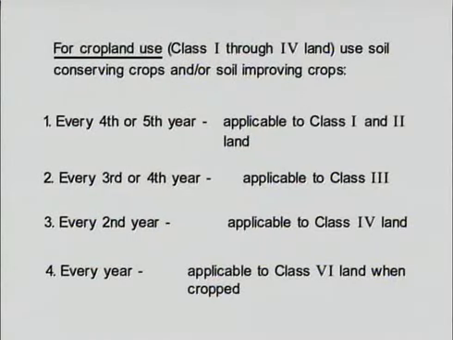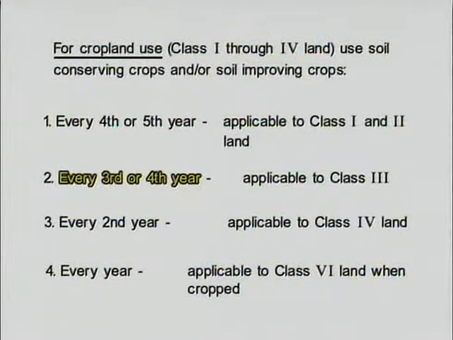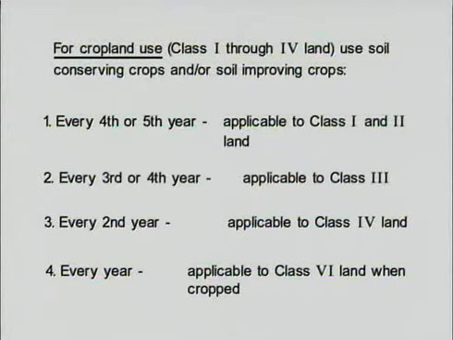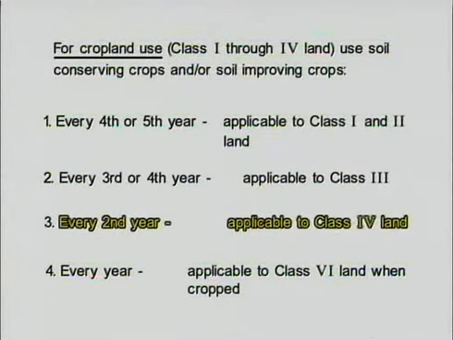If we look at our definitions on page 22 of the manual, under vegetative treatment, it says for cropland use, class 1 through 4 land, use soil conserving crops or soil improving crops every 4th or 5th year. Well, this would be the least restrictive type of lands, or class 1 or 2 land. Every 3rd or 4th year would be applicable on class 3 land, and then every other year, or every 2nd year, would be on class 4 land.